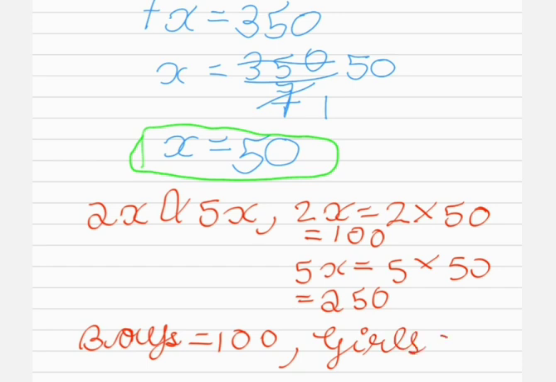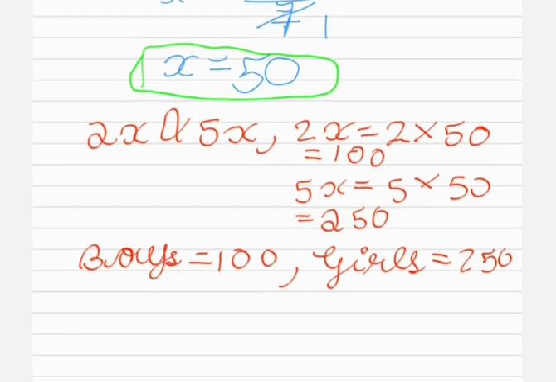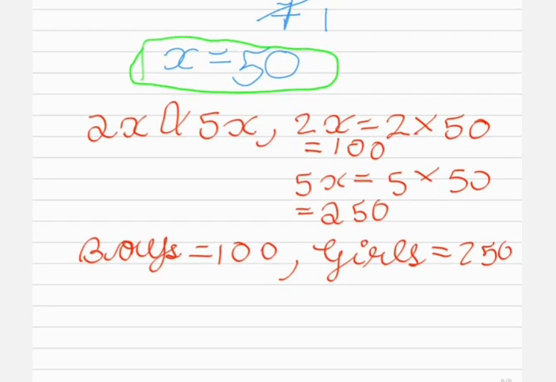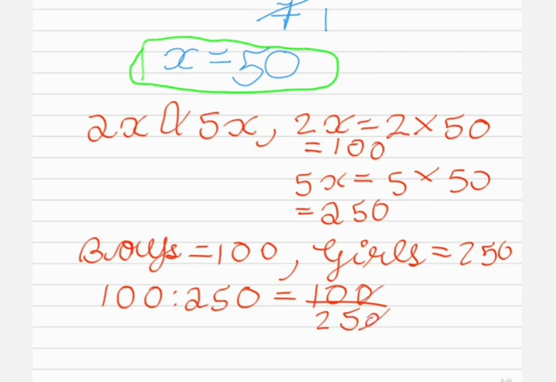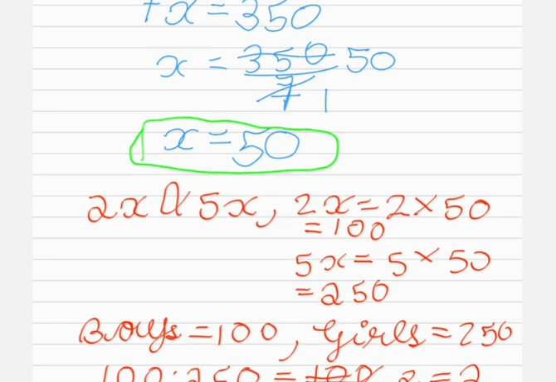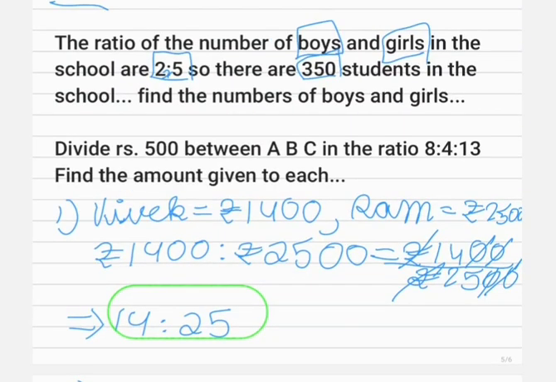And if you want to check whether the ratio is correct or wrong, 100 is to 250 is equal to 100 by 250, and we can cut both by the common factor of 50. 2 is to 5. And in the question it's given that the ratio of boys to girls is 2 is to 5. So my answer in this question is correct.